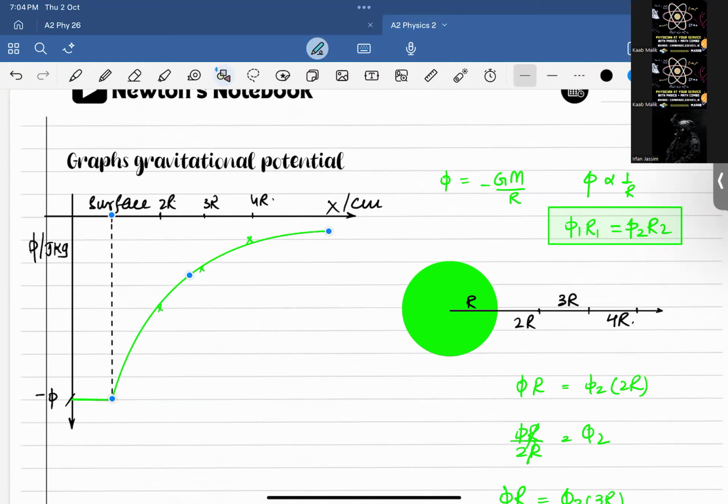Like this. Okay, so this is how the gravitational potential graph looks like at some distance from the surface of the planet, or from the surface of the mass.